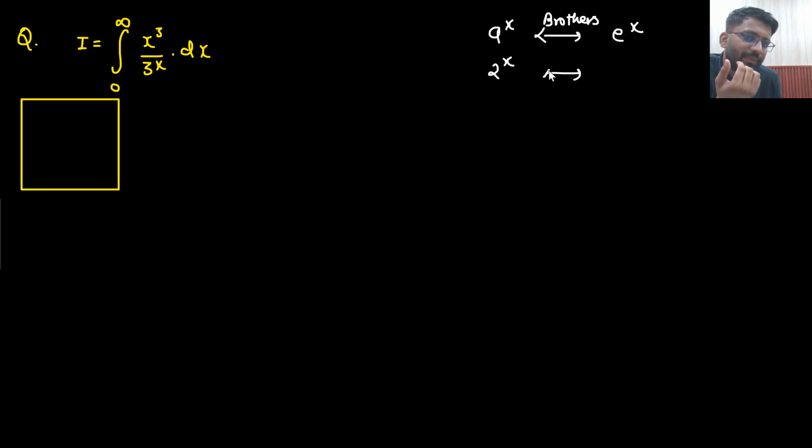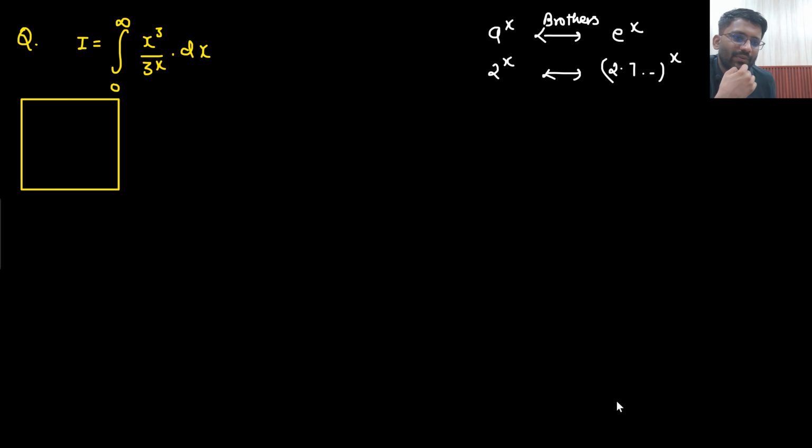Let's go to the next one. What do you think we will do? x to the power 3 divided by 3 to the power x. Whenever there is a to the power x, a to the power x and e to the power x are brothers. Look, let's say 2 to the power x is there, and what is e to the power x? e to the power x is 2.7 something to the power x. So they are the same, guys. They are not different. Are you able to understand this point? They are not different.